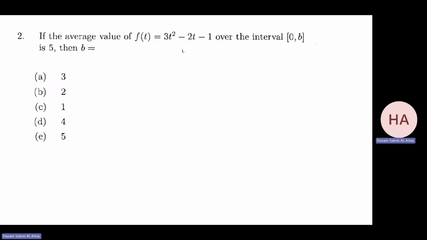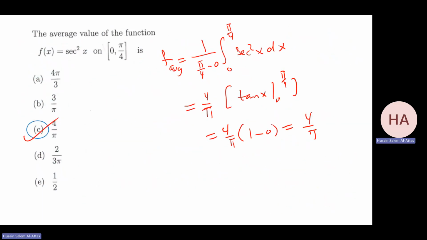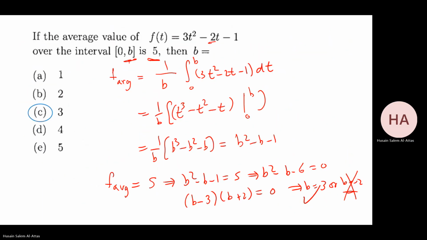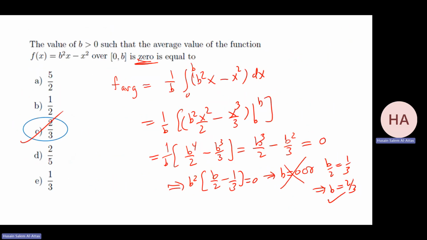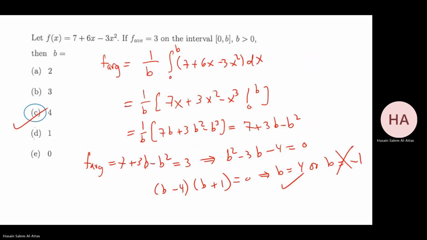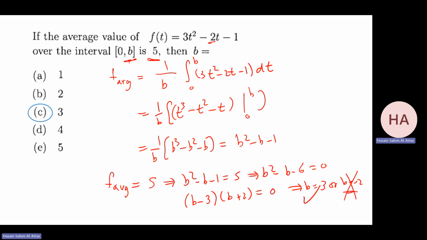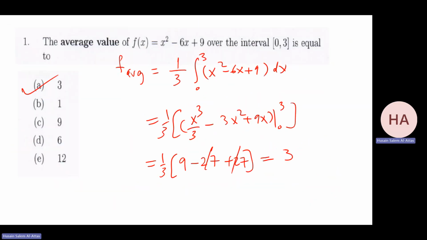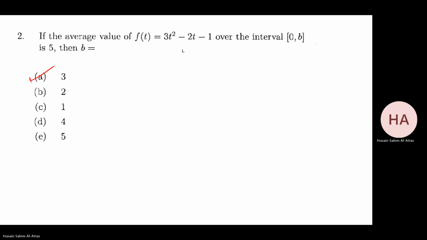If the average value is 5, well, I think we saw these similar questions many times. Is it 3t squared minus this? Yeah, I think it's the same as this one, which is 5. No need to waste our time. The answer is 3. Is it? Yeah, then b equals 3. Okay, no need to waste our time. Do it again. Okay, let me continue.